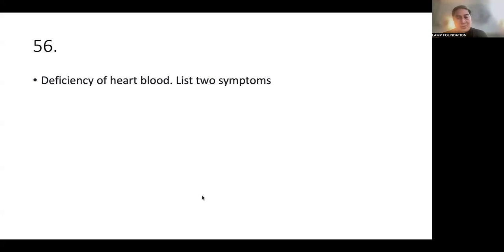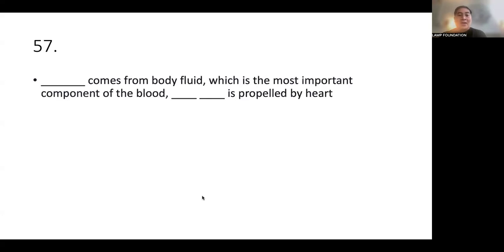What are the two predominant symptoms? Palpitation and insomnia. Actually, it's hard for her to fall asleep. It takes several hours. Blank accounts for body fluid, which is the most important component of blood. Blank is propelled by the heart. Sweat comes from the body fluid and blood circulation is propelled by the heart.